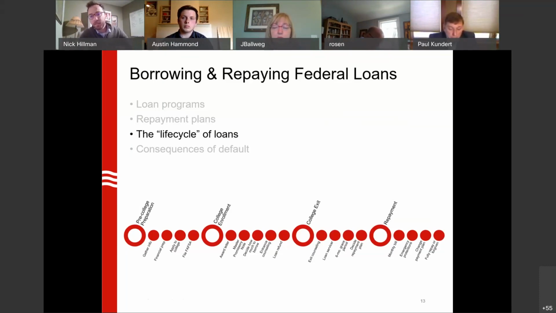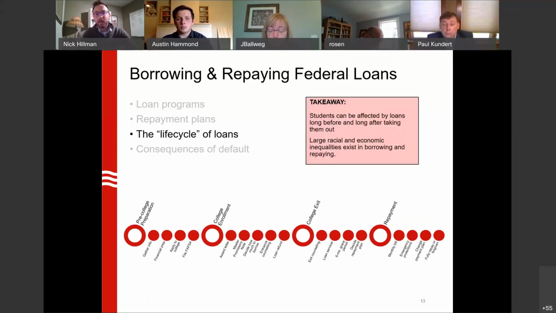They no longer really have that kind of contact with the university. They get a monthly bill. If they have an emergency, they could file for an emergency protection, whether it's a deferment or forbearance. They can change their repayment plans, and then eventually they'll fully repay their loan or have it forgiven, in the best case scenarios. So the point here, though, is that students can be affected by loans long before they ever enroll in college and long after they ever take out that first loan.